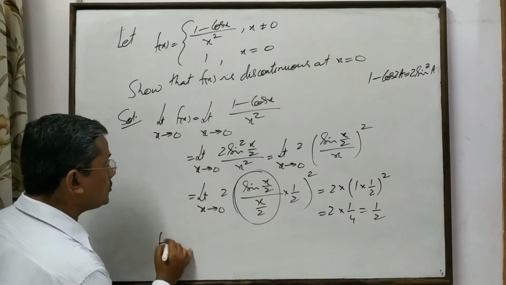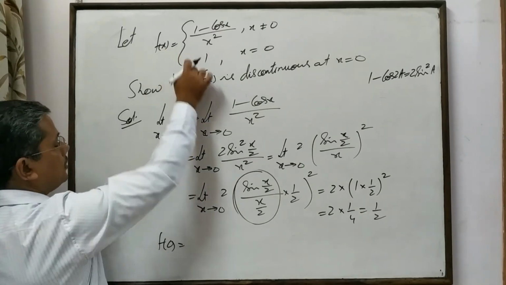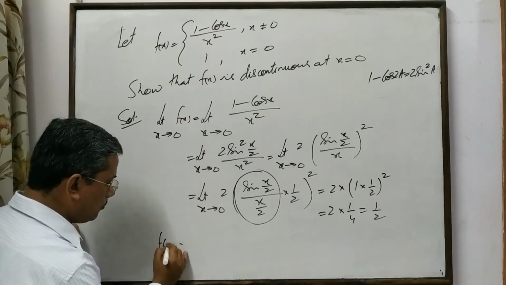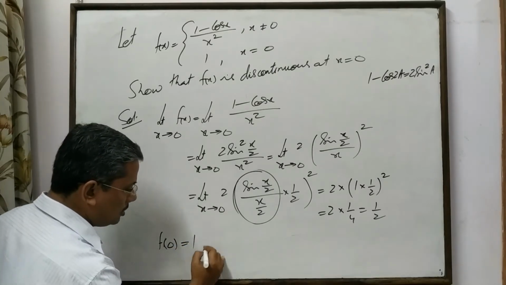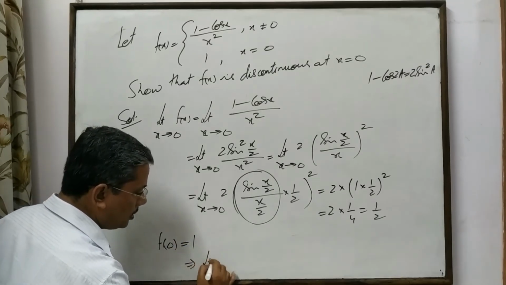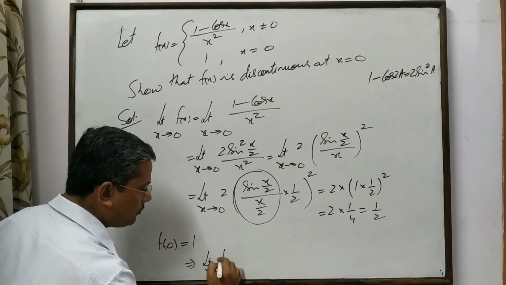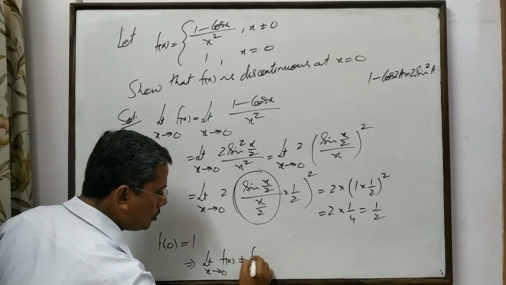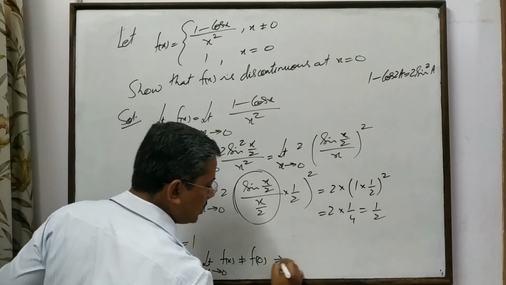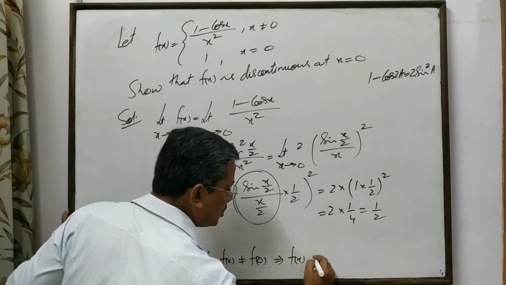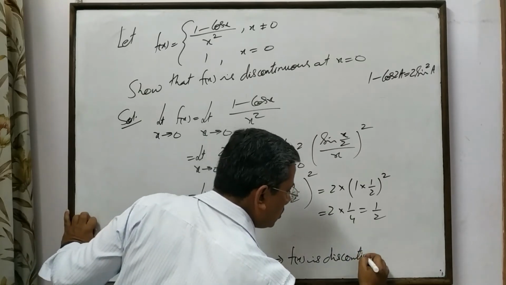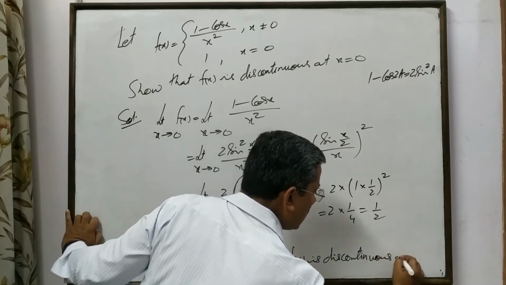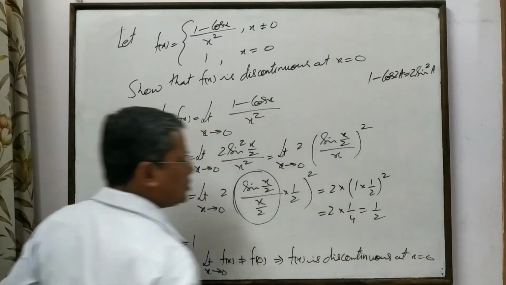And what about f of 0? When x is equal to 0, the value of function is 1. This implies limit x tend to 0, f of x is not equal to f of 0. This implies f of x is discontinuous at x is equal to 0.